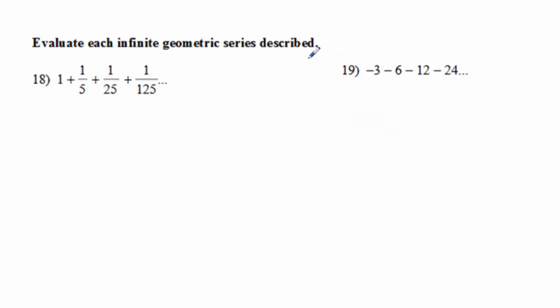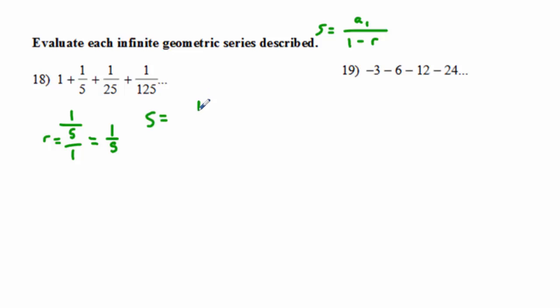Evaluate each infinite geometric series described. Now that is a formula that we have. Remember that we can only do this if our numbers are getting smaller in value, or in other words, if our r is less than 1. In this case, to figure out what r is, I need to do the second term over the first term, which is 1/5 divided by 1, a fifth. Since that is less than 1, I can find the sum of this.